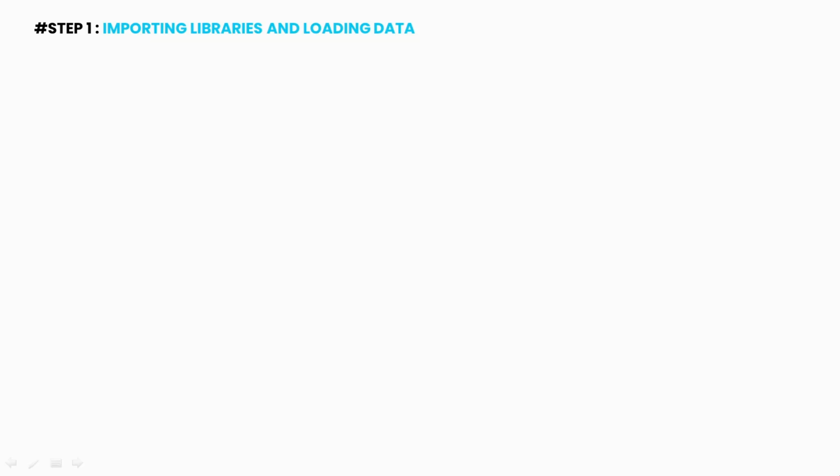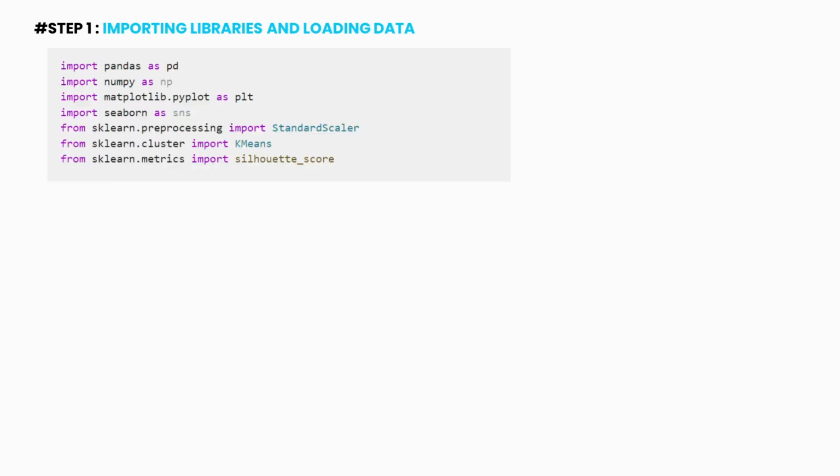To get started, we need to import the necessary libraries. We'll be using Pandas for data manipulation, NumPy for numerical operations, Matplotlib and Seaborn for data visualization, and Scikit-Learn for preprocessing and clustering. Let's begin by importing these libraries. So import Pandas, import NumPy, also matplotlib.pyplot and Seaborn for visualization, StandardScaler from sklearn.preprocessing, KMeans, and silhouette_score.